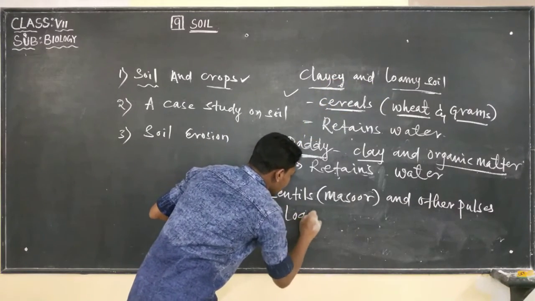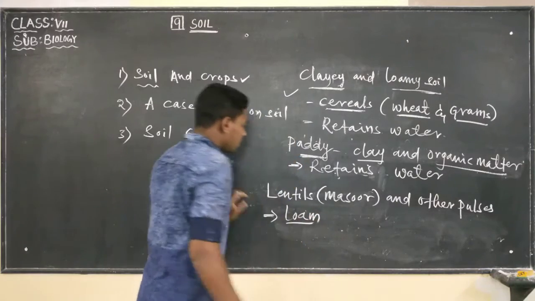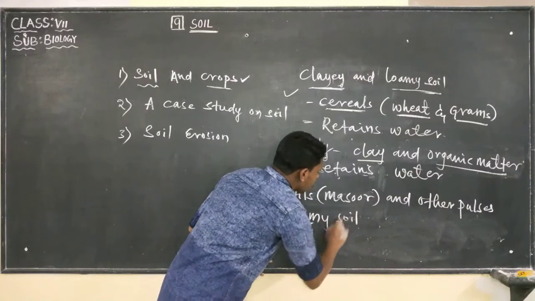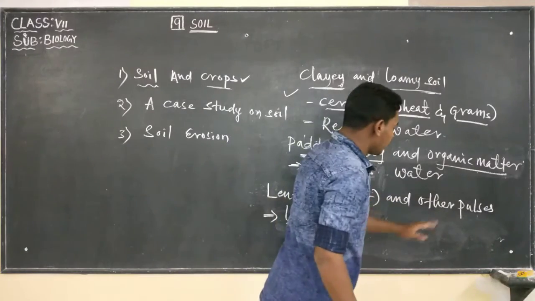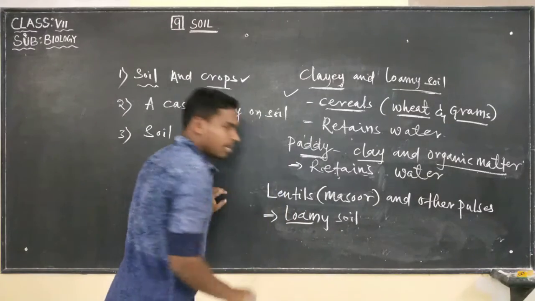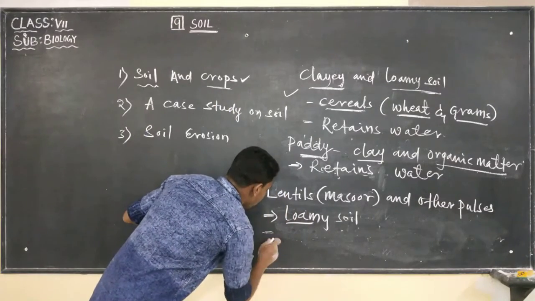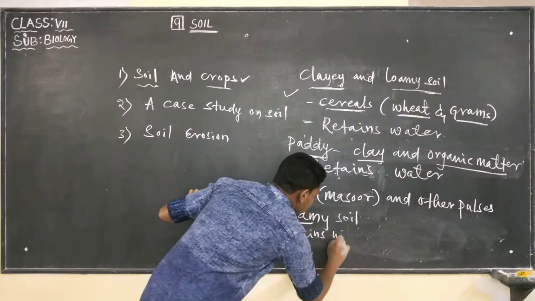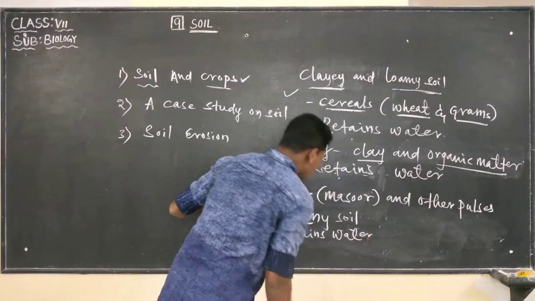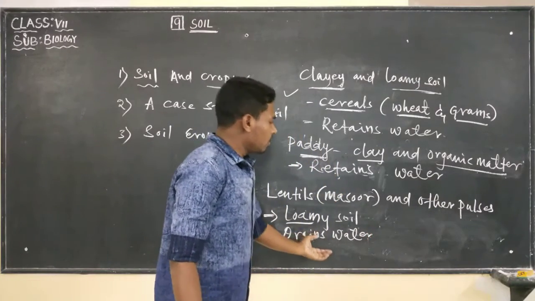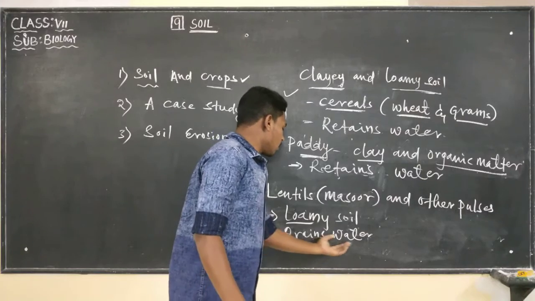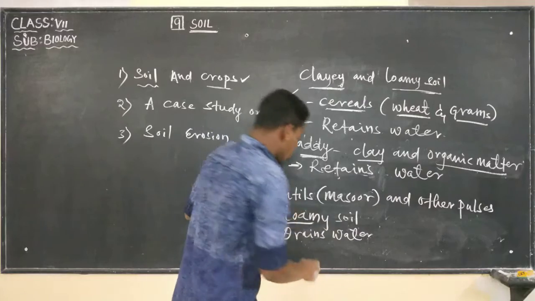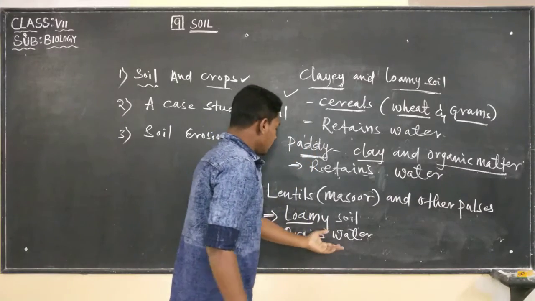So what kind of soil is required? The soil known as loam, or loamy soil, is required for the growth of lentils and other pulses. This soil has the capacity to drain water. It is not going to hold the water for a longer time. It drains the water through the soil particles, and the water escapes. This is known as draining soil.